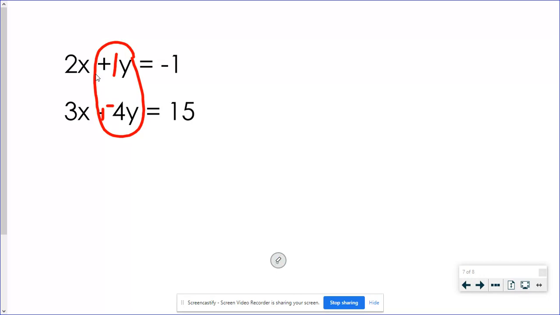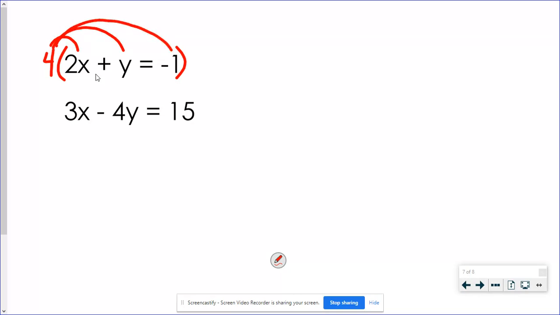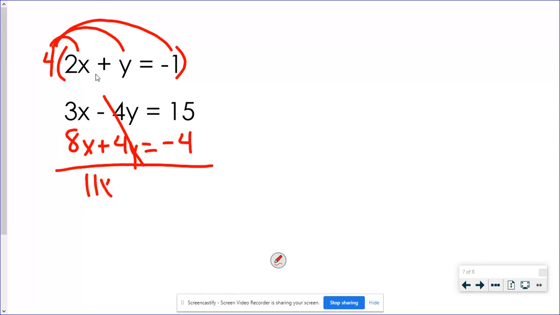So I would just have to decide, what do I need to multiply by to make this a positive 4y? I'm going to multiply that entire equation by 4. So when I distribute that, again, don't forget all the parts. I would have 8x plus 4y equals -4. And now my y's are eliminated. 3x plus 8x is 11x. And 15 minus 4 is 11.